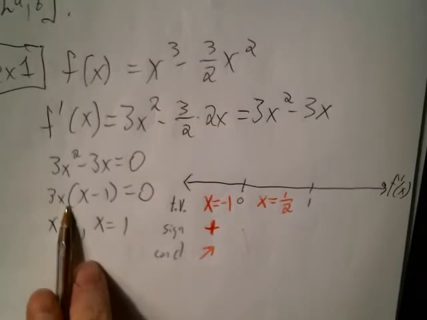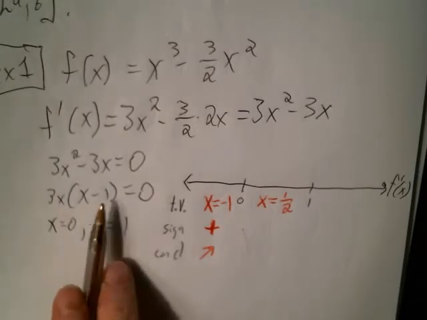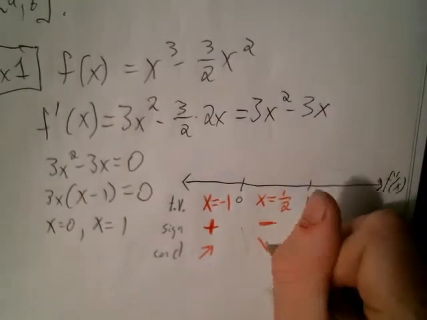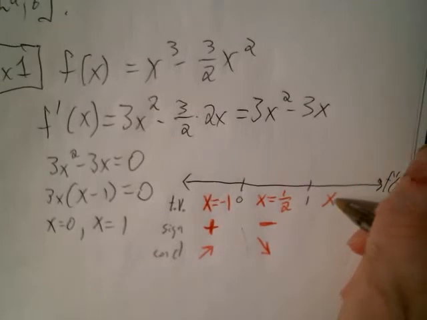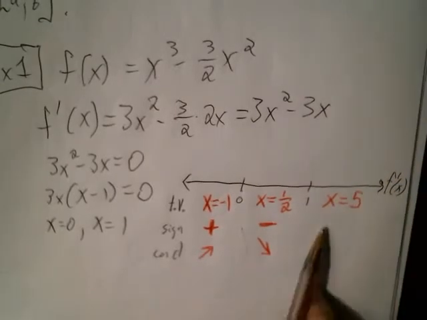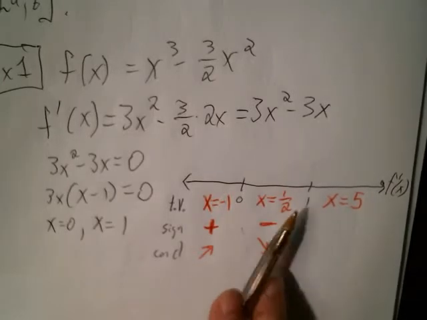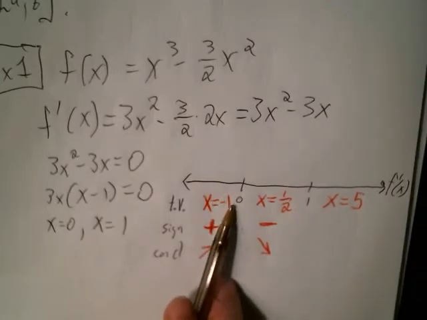So 3 times 1/2 is positive. 1/2 minus 1 is negative. Positive times negative is negative, so it's decreasing. And then finally, another test value. You pick anything you want, as long as it's not equal to 1 or 0. So you cannot pick those values. That's where the derivative will be equal to 0.